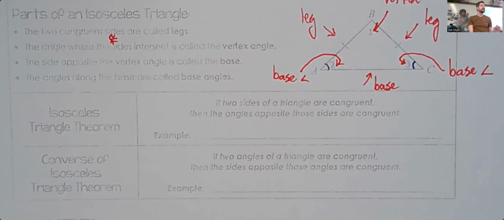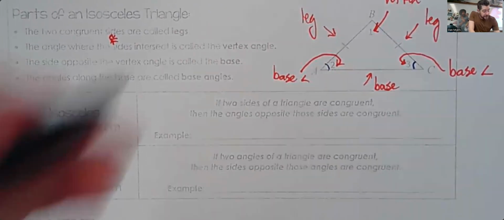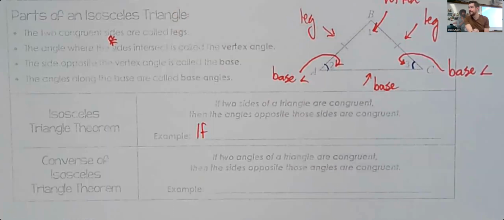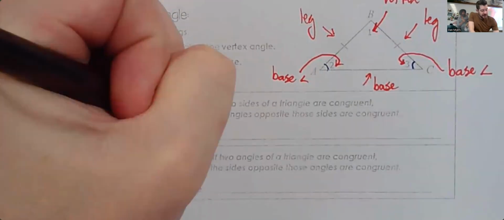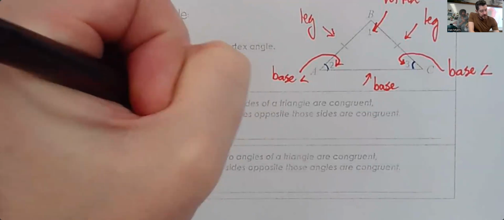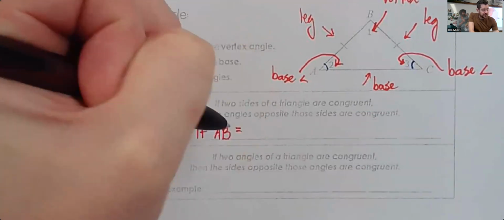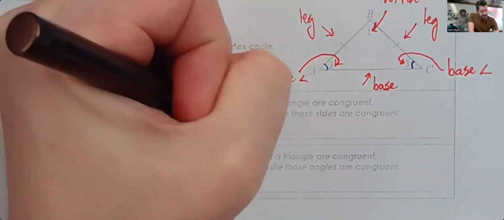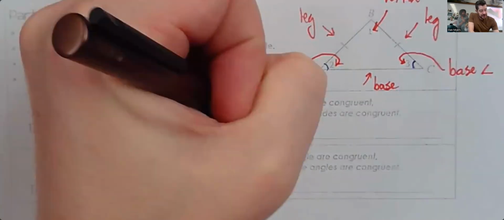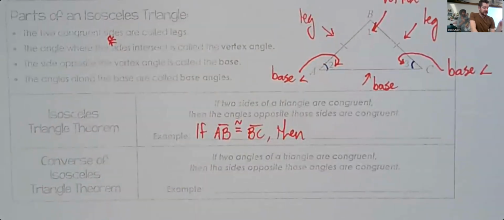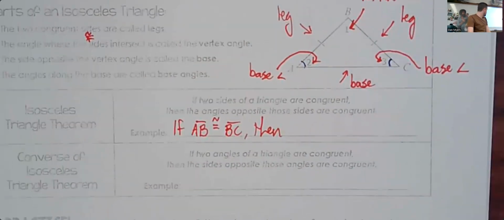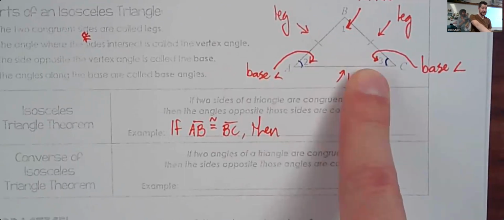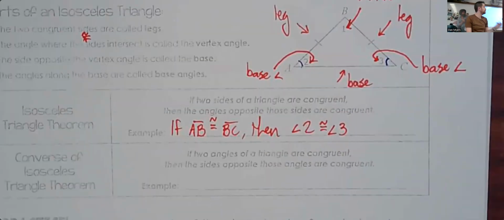So our example is going to say, if AB is congruent to segment BC, then, if the length of AB is congruent to the length of BC, which it shows is true up here, then angle 2 is congruent to angle 3. Exactly.